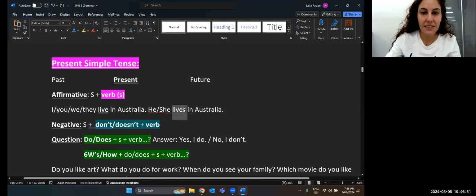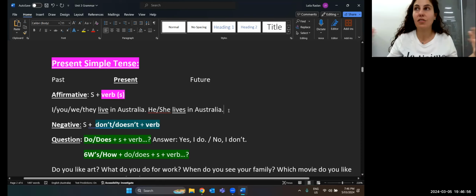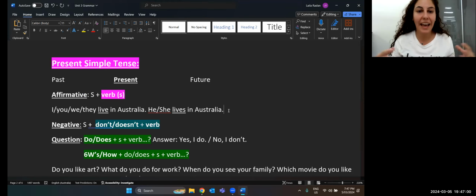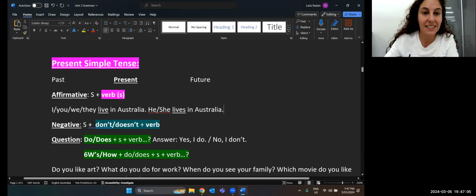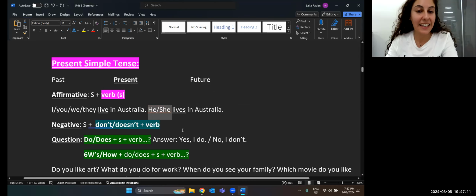So that means that the verb can be study, speak, listen, write, read, whatever the action is, we don't change it. We don't add an ED. We don't add an ING. We just have the action as it is. But we do add an S only for he, she, and it.